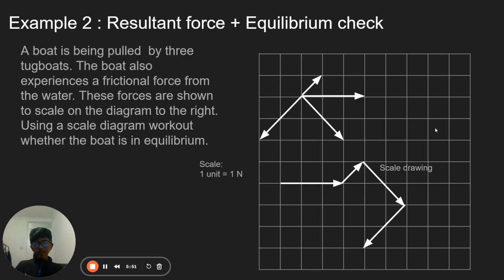We can take it a bit further by finding the resultant force. We connect the two ends, that is, we connect the tip of the last force we drew to the tail of the first force, and we measure its length using a ruler. And now we just have to apply the scale on it, and that'll give us the resultant force.